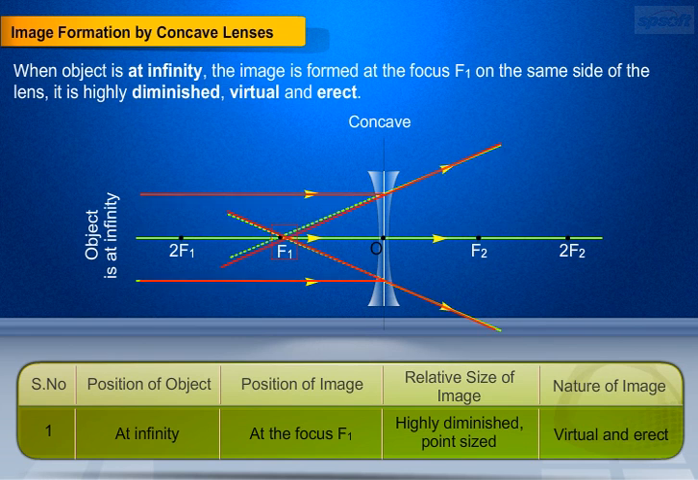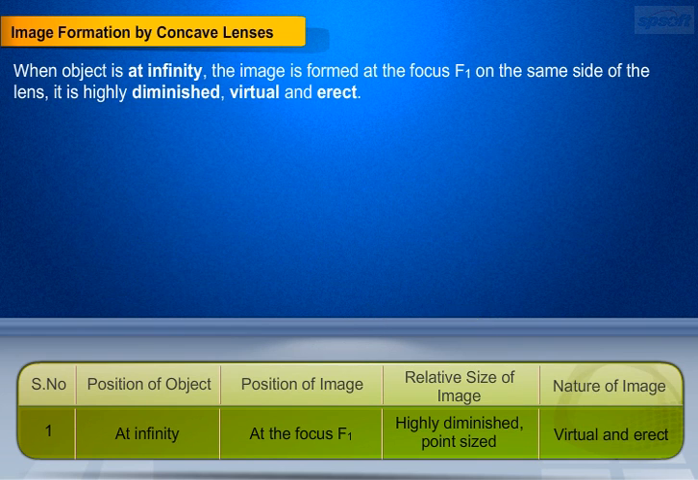Thus, the image for an infinite object is placed at the focus F1. We observe that the image formed is highly diminished and point-sized. So, when the object is placed at infinity, the image is formed at the principal focus F1, on the same side of the lens. The image formed is highly diminished, virtual and erect.